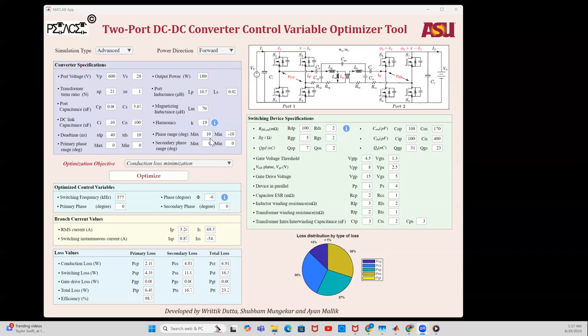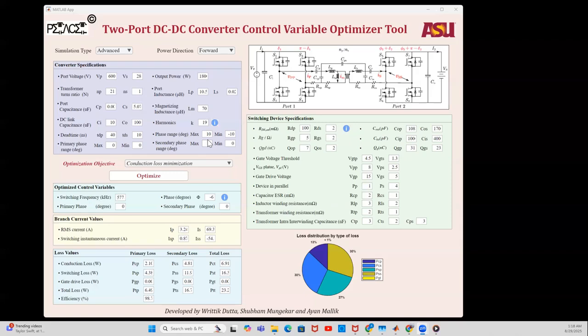A positive phase shift can be considered as the primary side leading the secondary side, and a negative phase shift is vice versa, where the secondary side leads the primary side. So we have defined the phase range between plus 10 and minus 10.